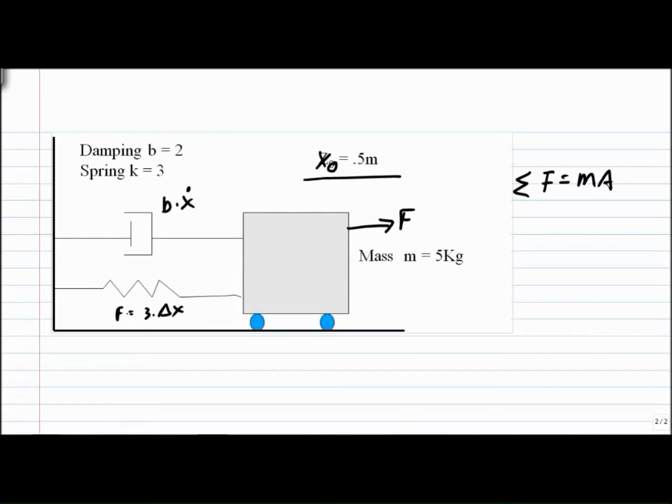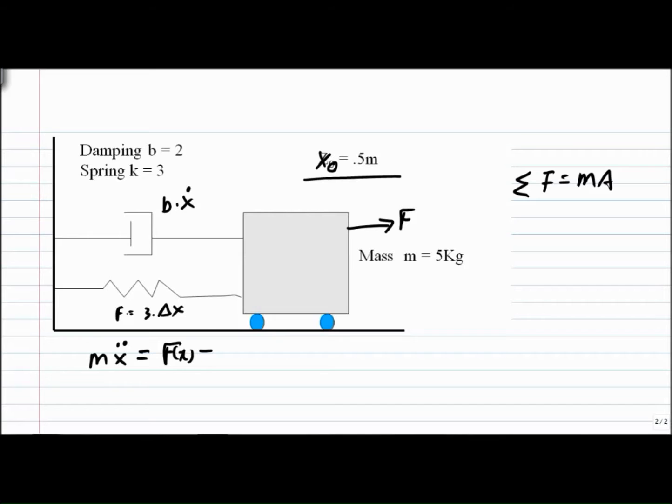So let's write out our equation here. We can say that m x double dot, that's our ma, equals the sum of our forces. We have some applied force as a function of time. We have a, these are minus, I'm sorry.